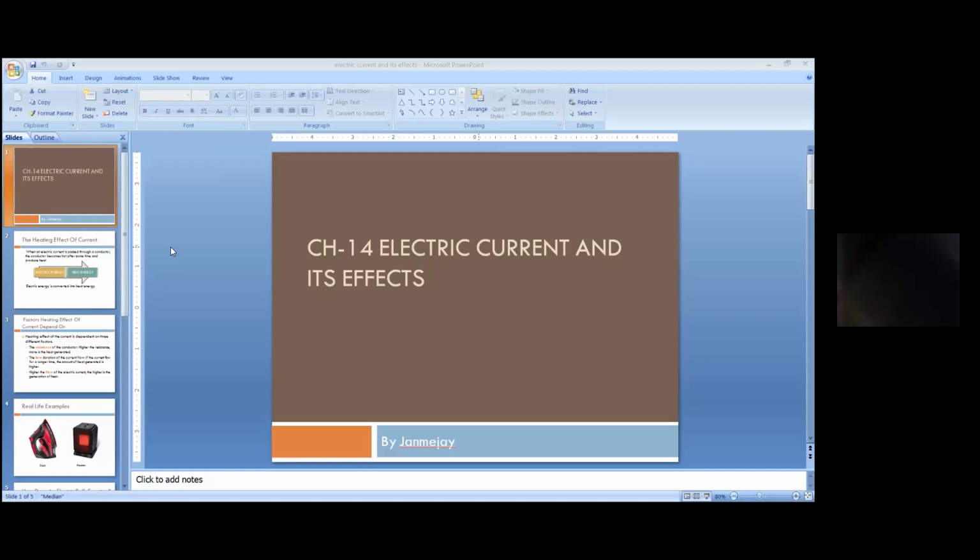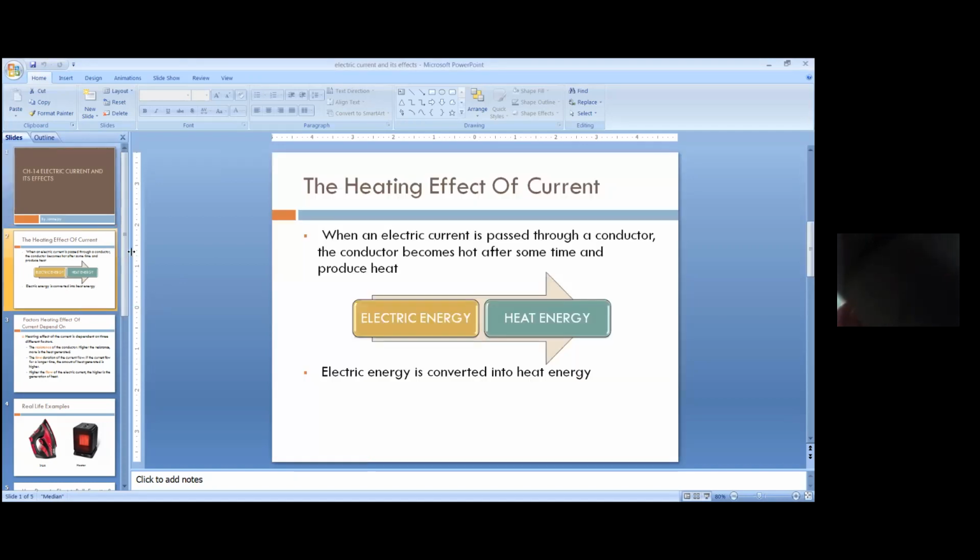Today I'm going to explain chapter 14, electric current and its effects. The heating effect of current. When an electric current is passed through a conductor, the conductor becomes hot after some time and produces heat. Electric energy is converted into heat energy.